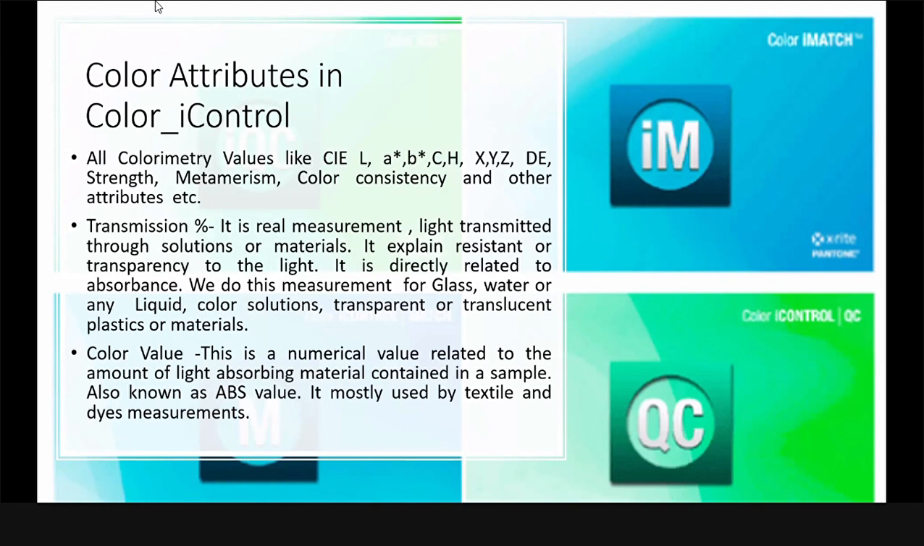Further we have the color value, and this is the second most important parameter. We get transmittance and color value directly through the spectrophotometer because it is a direct calculation from the transmittance value. It is also known as the ABS value. It represents color depth and is mostly used in textile dyes and pigments measurement, for solution measurement.